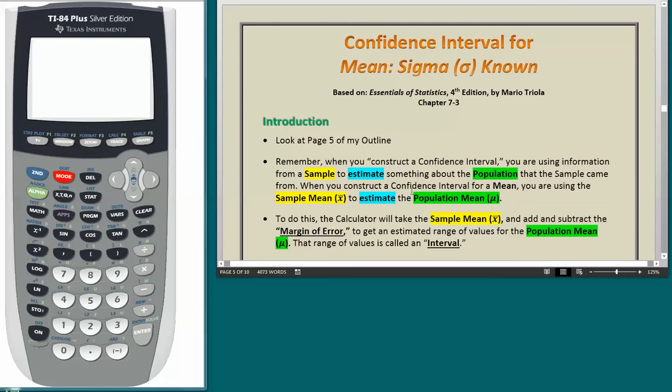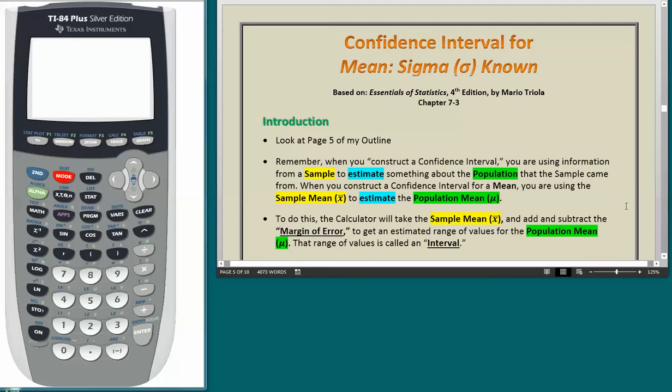Okay, so we're back here at the introduction. Before you watch this video, please watch the video called Confidence Intervals Introduction, because that lays a lot of the groundwork for what I'm going to be talking about here. It will be difficult to follow this if you haven't watched that video first. So it says here, remember, and that means assuming you've looked at that first video.